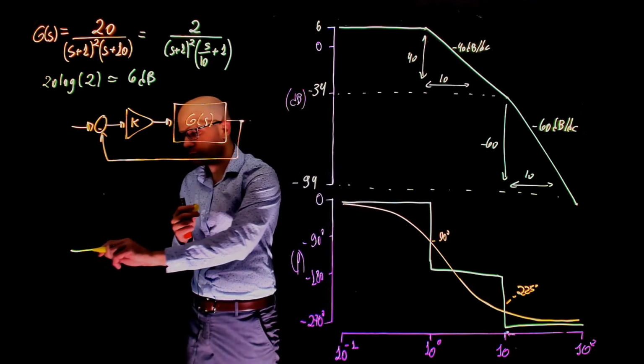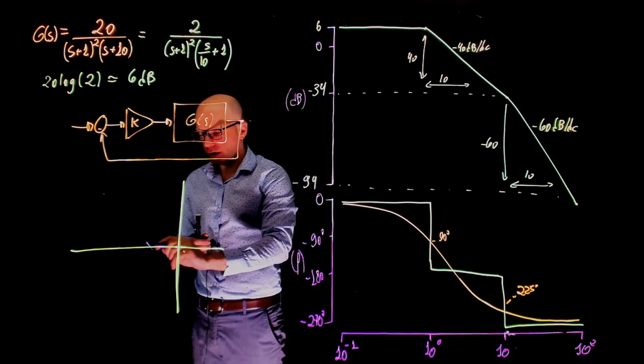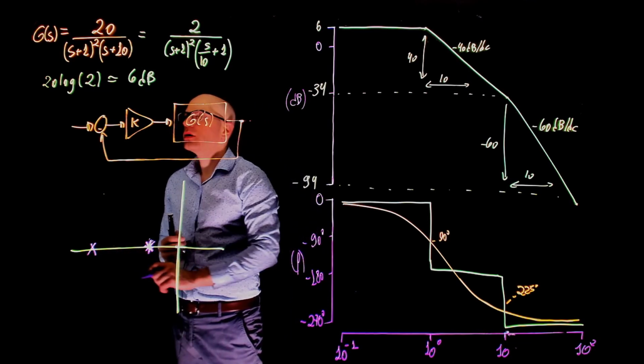So let's draw the Routh locus for this system. We have two poles at 1, and we have a pole at negative 10.